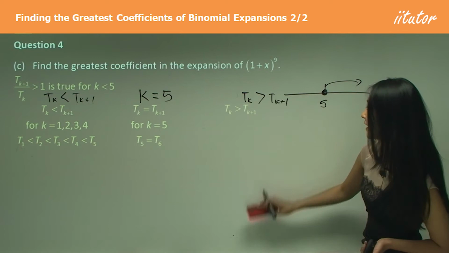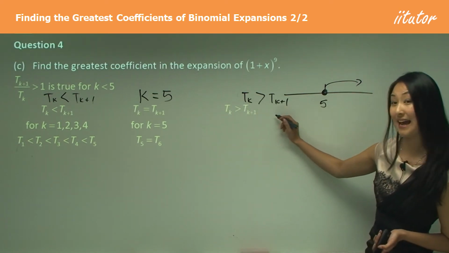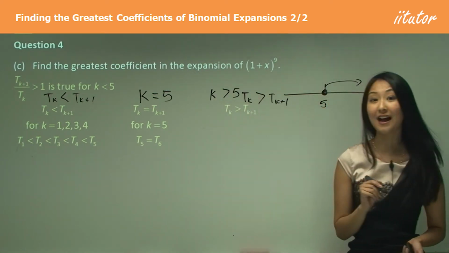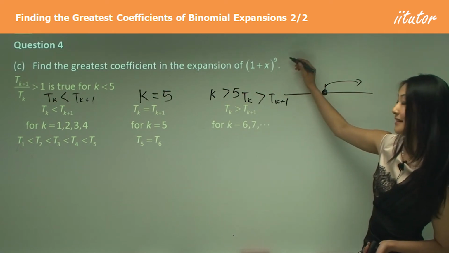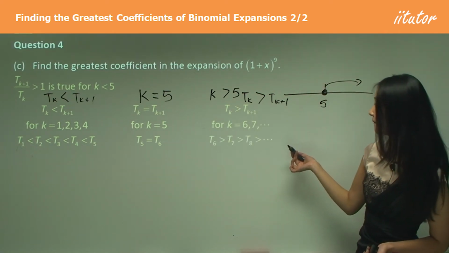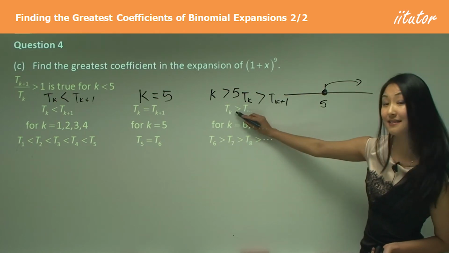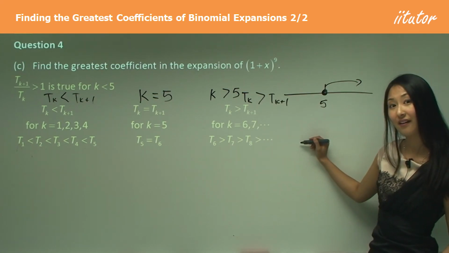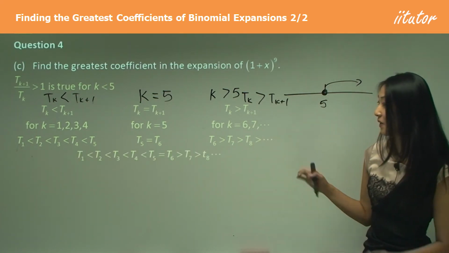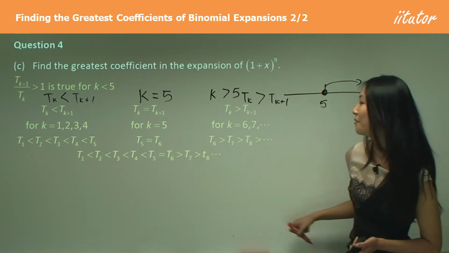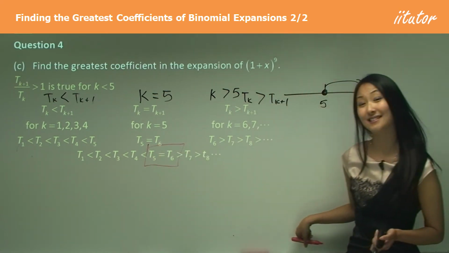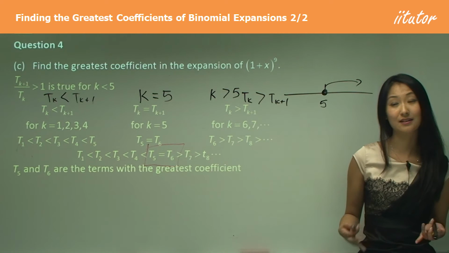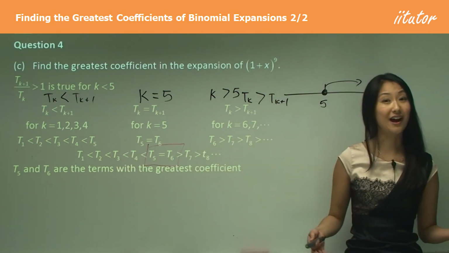Now, for this section, when we have tk is greater than tk plus 1, this is when we have k is greater than 5. So in this case, that's going to be 6, 7, 8, and 9, right? Now, substituting that in, T6 greater than T7, T7 greater than T8, so on. Now, when we consider all of this together, you can see there's a big difference here, whereas we have this T5 equals to T6 in the middle. So therefore, T5 and T6 are both the greatest coefficients. Can you see that? They're both greater than the numbers on either side.